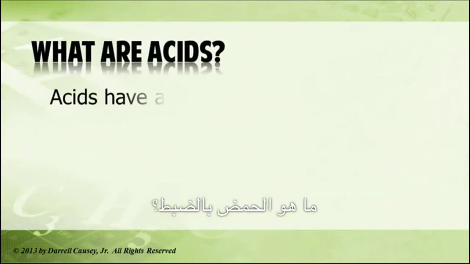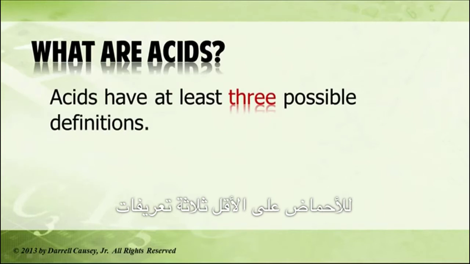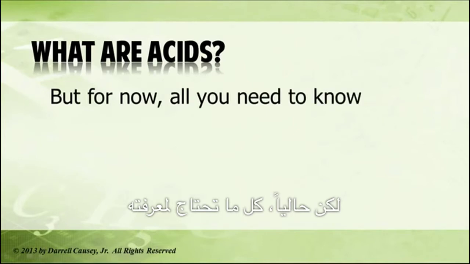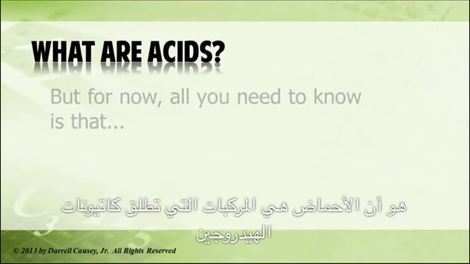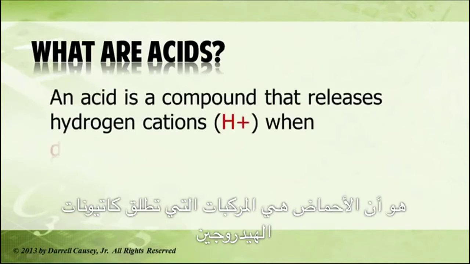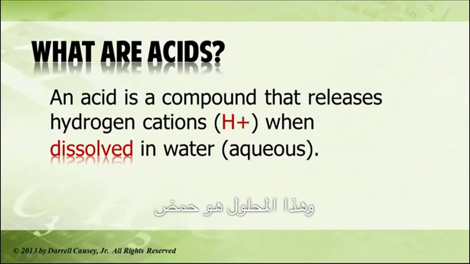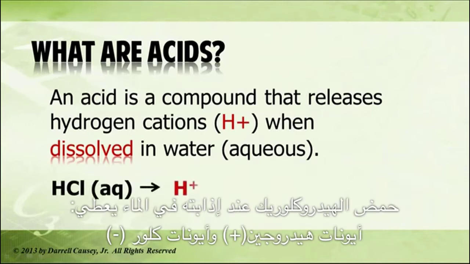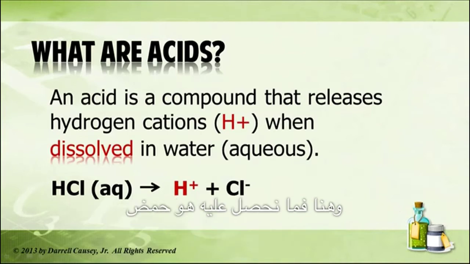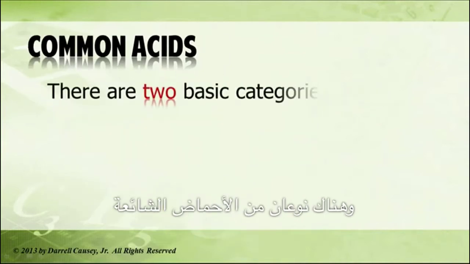What exactly is an acid? Acids have at least 3 possible definitions. But for right now, all you need to know is that acids are compounds that release hydrogen cations, that's positive ions, when dissolved in water, when they are aqueous. And that gives us an acid. Here's an example. Hydrogen chloride, when dissolved in water, gives us hydrogen ions and chloride ions. And there we have it. It's an acid.